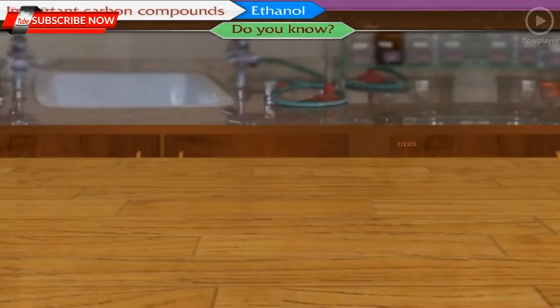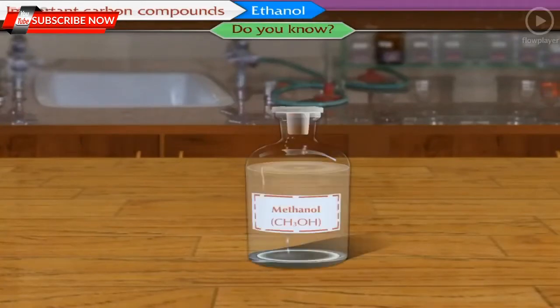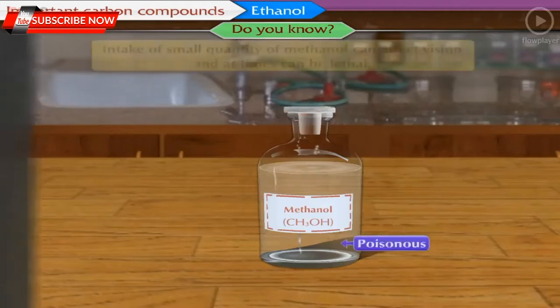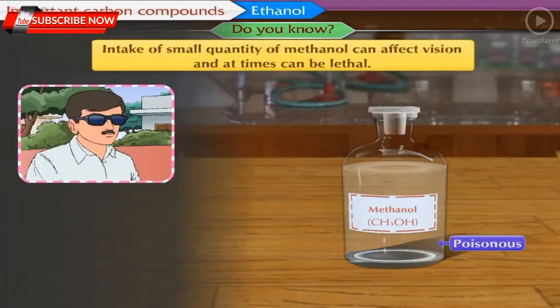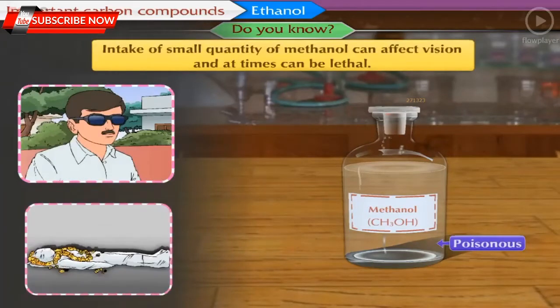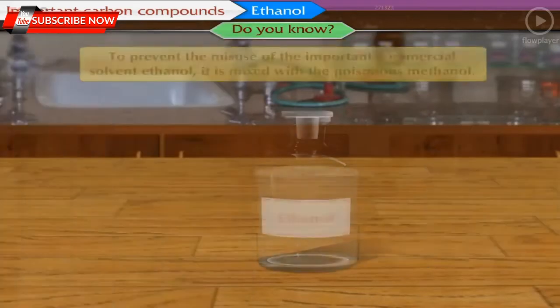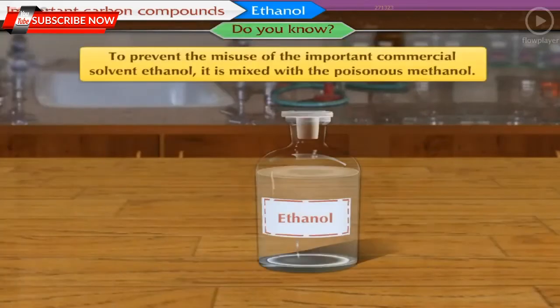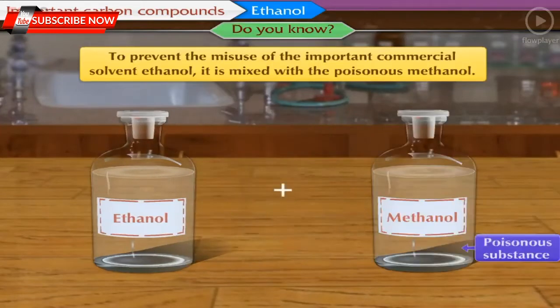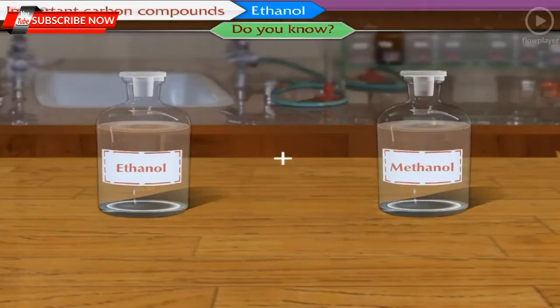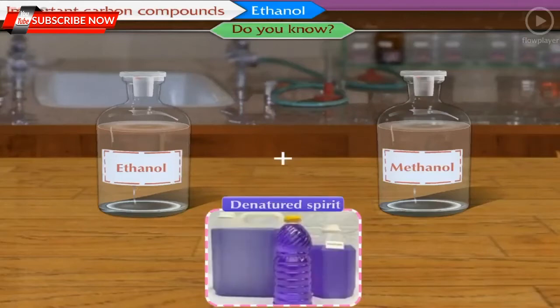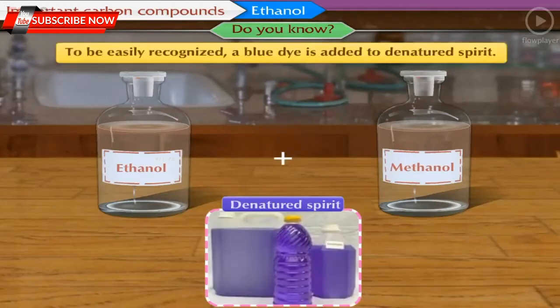Do you know? Methanol, that is CH3OH, the lower homologue of ethanol, is poisonous, and intake of even a small quantity can affect vision and at times can be lethal. To prevent the misuse of the important commercial solvent ethanol, it is mixed with the poisonous methanol. Such ethanol is called denatured spirit. To be easily recognized, a blue dye is added to it.